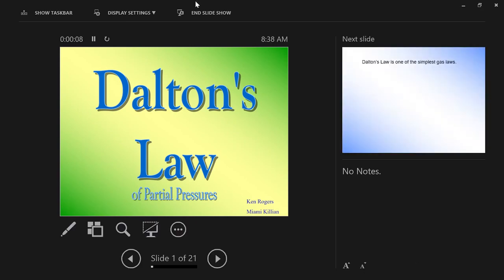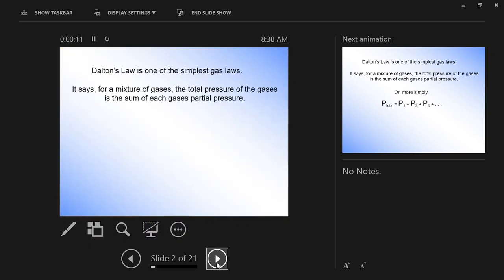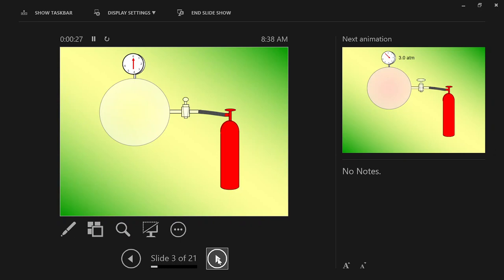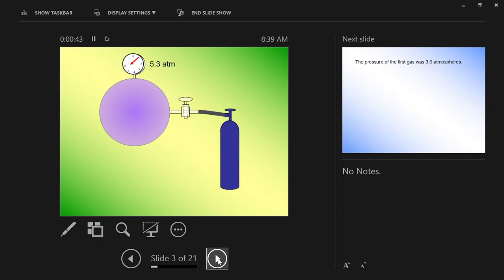Okay, so Dalton's law. One of the simplest gas laws, it says for a mixture of gases, the total pressure of gases is the sum of each of the gases' partial pressure. Watch as we fill a large gas flask with 2 gases. So here we go, we're going to add the red gas. Goes up to 3 atmospheres. And then we're going to add the blue gas. Up to 5.3 atmospheres.